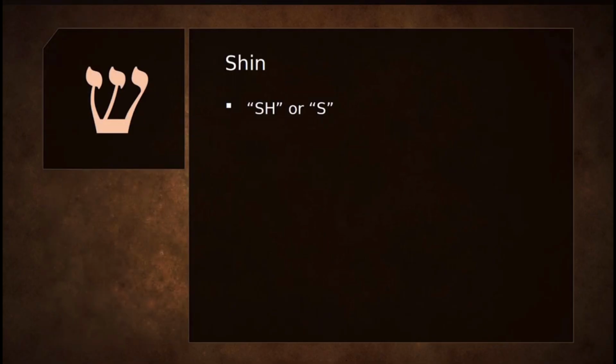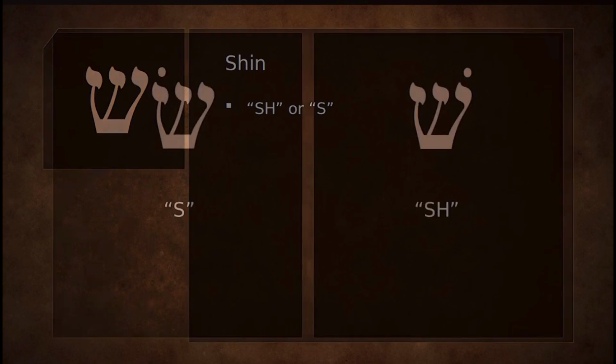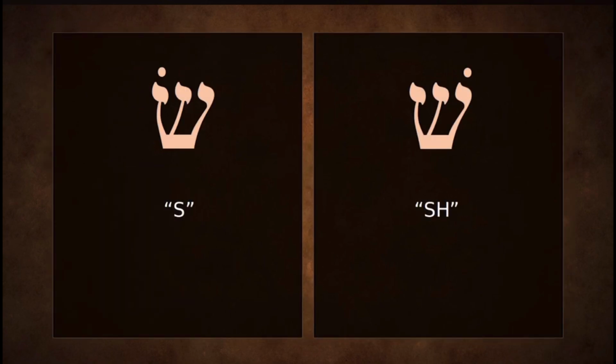The 21st letter is sheen. Sheen can make 2 different sounds. It can make the sound of the letter S, s, or it can make the sound of sh, sh. There is a way to tell which sound the sheen is making, but it is not a dagesh. Instead, there is a dot that is placed over the top of the sheen. This dot is not a cholam. Instead, this dot indicates how the sheen should be pronounced.